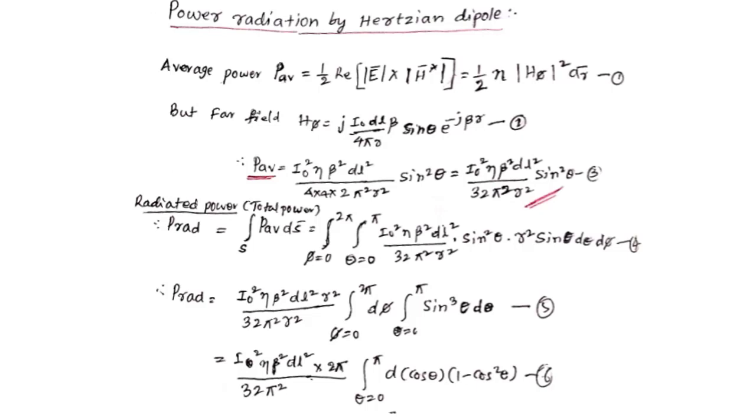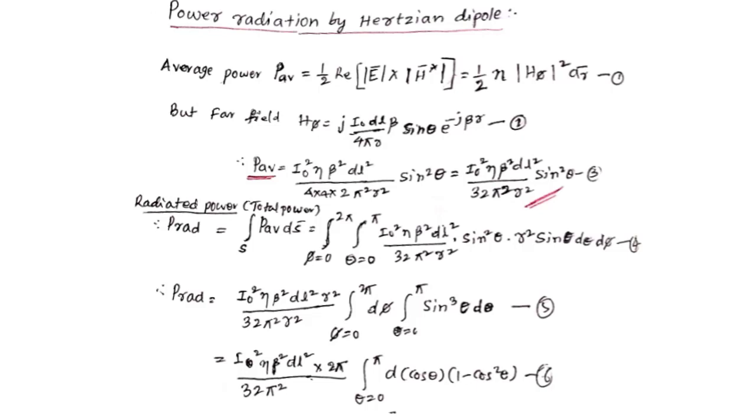Next, total radiated power P radiated is given by the surface integral of P average into ds bar. This is equal to the integral with phi varying from 0 to 2 pi and theta varying from 0 to pi of I naught square eta beta square dl square divided by 32 pi square r square into sin square theta, into ds bar, which is given by r square sin theta d theta d phi, equation number 4.